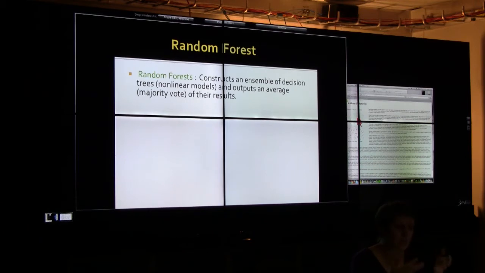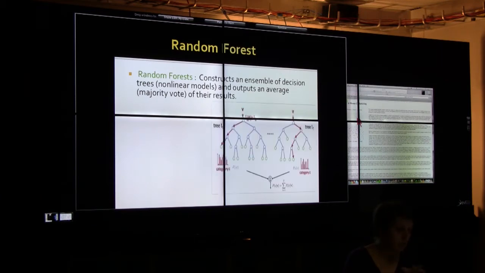Basically, it creates an ensemble of decision trees. And it outputs either the average, and that's the case when the variable is a continuous number, or the majority vote when we have a qualitative variable. And so these trees are independent models.